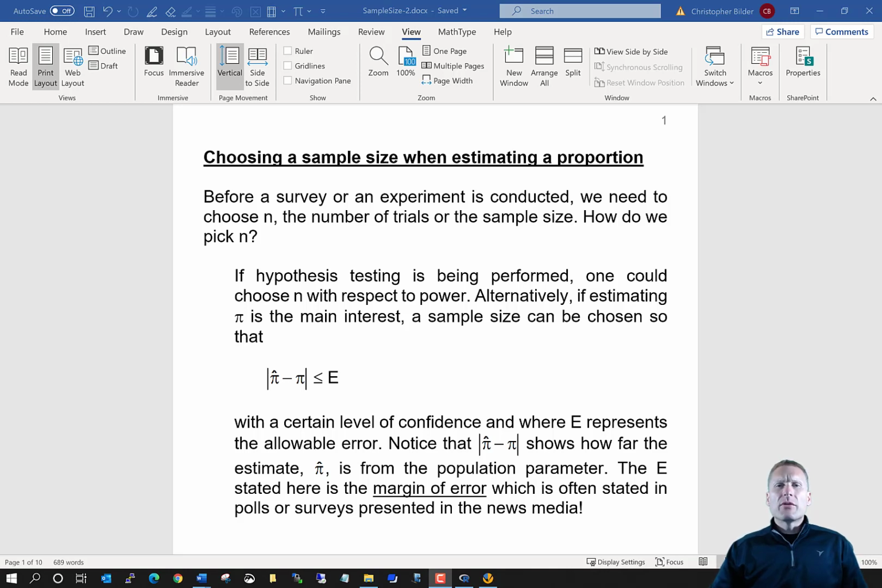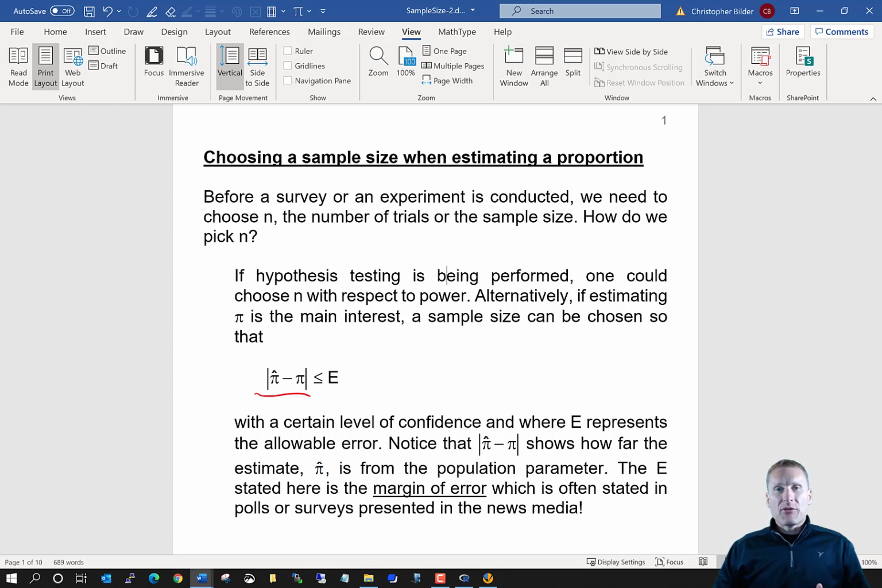How does one choose an appropriate sample size, or let's say the number of trials, when one is interested in estimating a population proportion? Well, there are a number of different ways to do it, but when you're purely interested in trying to get at that population proportion pi, what one does is as follows. One looks at how close your sample estimate, the proportion of, let's say, successes that were observed in the sample, how close is it to the corresponding population proportion?